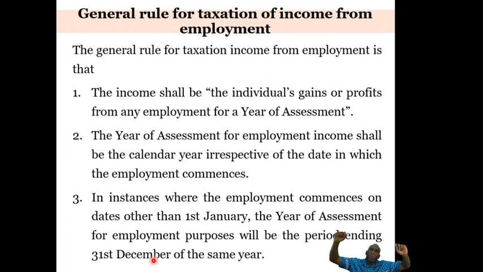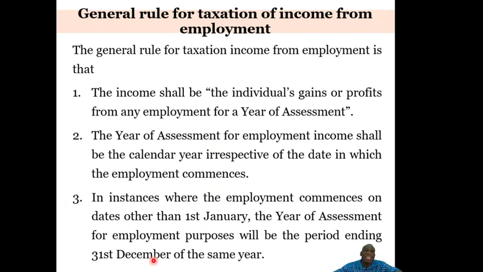Two, the year of assessment for employment income shall be the calendar year, irrespective of the date on which the employment commences. The calendar year is the government fiscal year, which begins in January and ends in December. So in employment income, in writing your basis period, it must always be from January to December. The year of assessment will be the year in which December ends. So if, for example, the person was employed from August 2019 to the end of December, then the year of assessment will be the calendar year 2019.